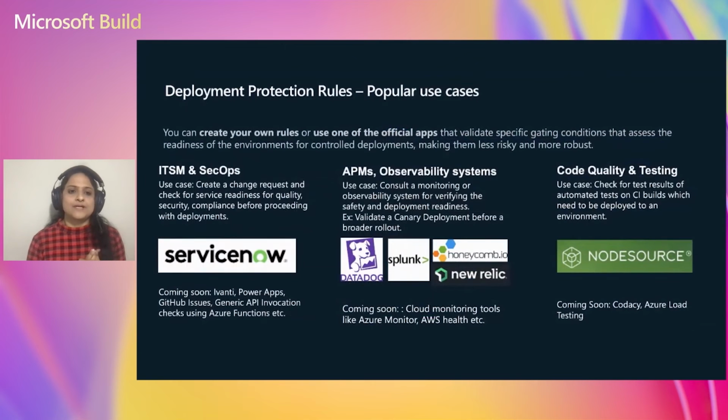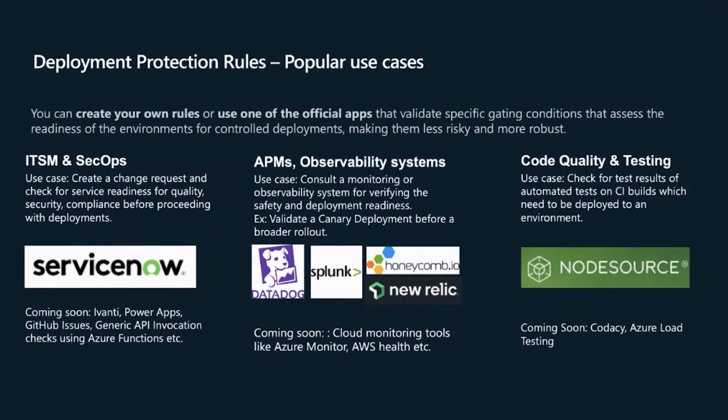Some of the popular use cases around protection rules are typically those change requests which are created in an external system, say ServiceNow, who is our official partner, that can be used to guard that all your security and compliance needs are met even before you roll out any of your deployments. You could also have a use case where you want to monitor the health of your cloud resource or your deployment target and ensure that your environment is ready for the next set of deployment rollouts. The most popular use case is checking for a canary deployment before you actually do a broader production rollout. We have official partners like Datadog, Splunk, Honeycomb, New Relic who have created our official protection rules apps, which can be readily plugged into your deployment workflows to ensure that this use case is covered.